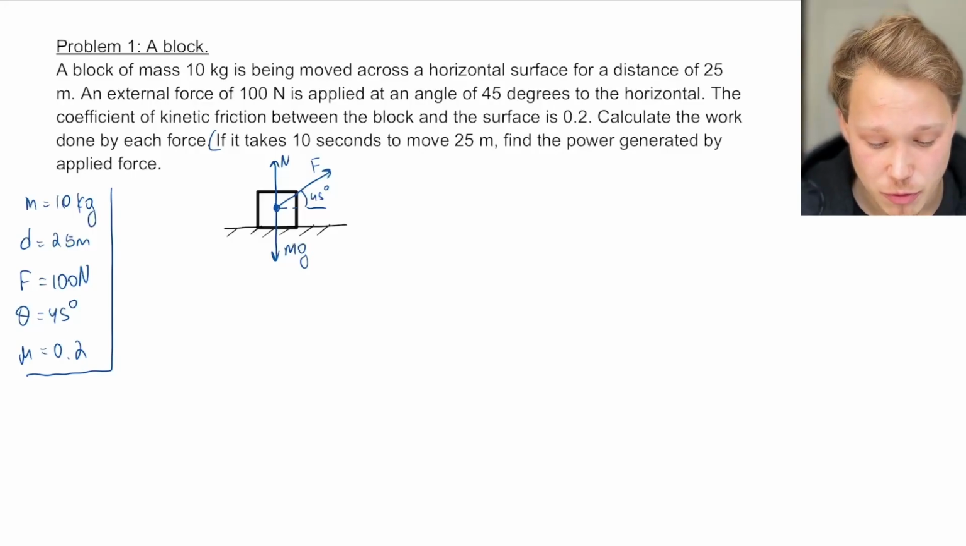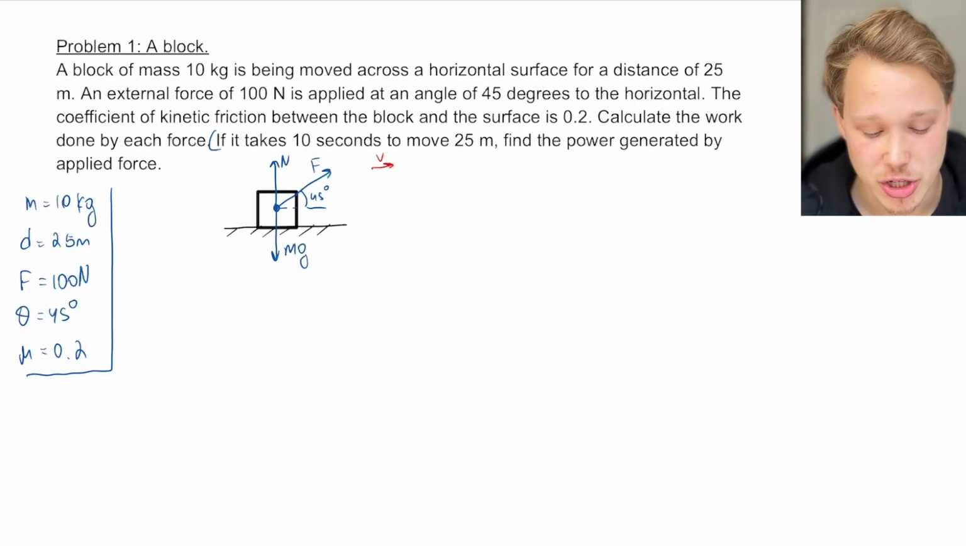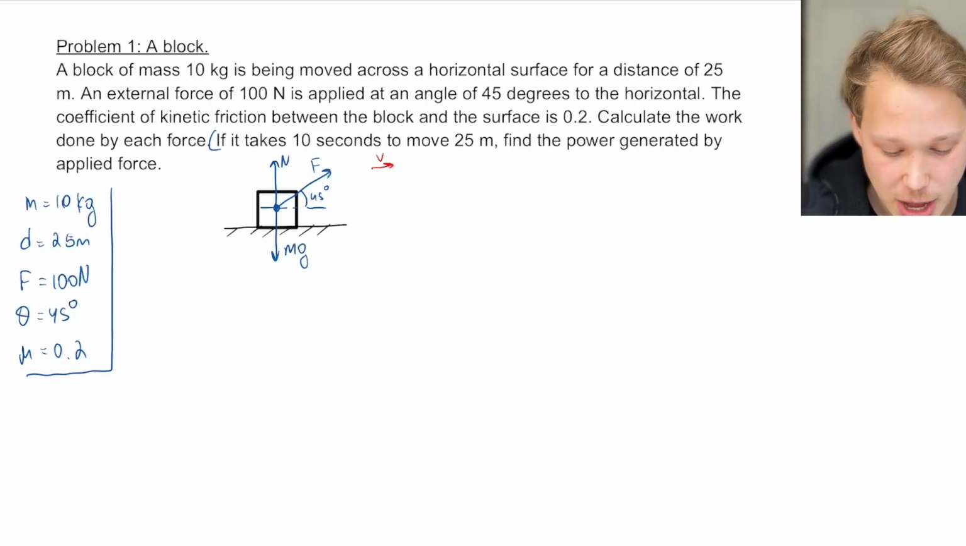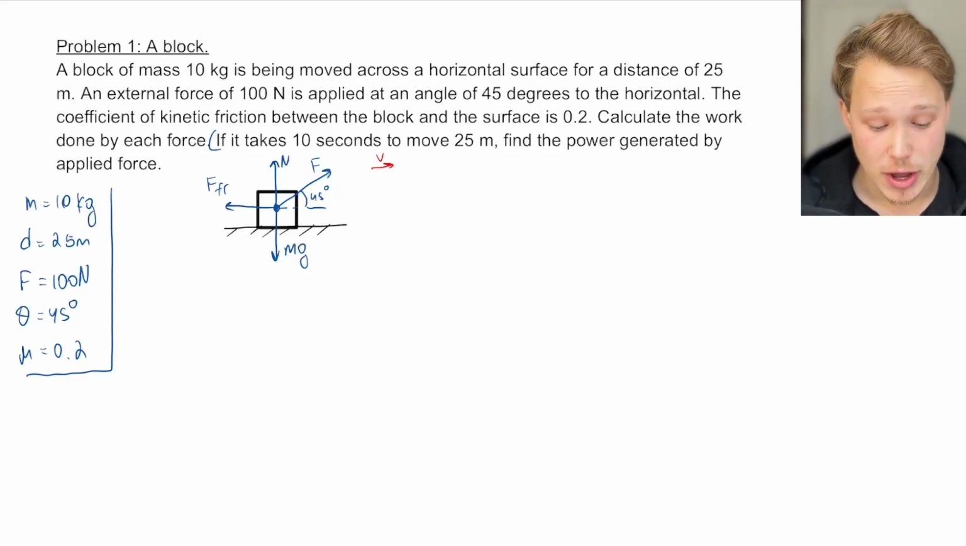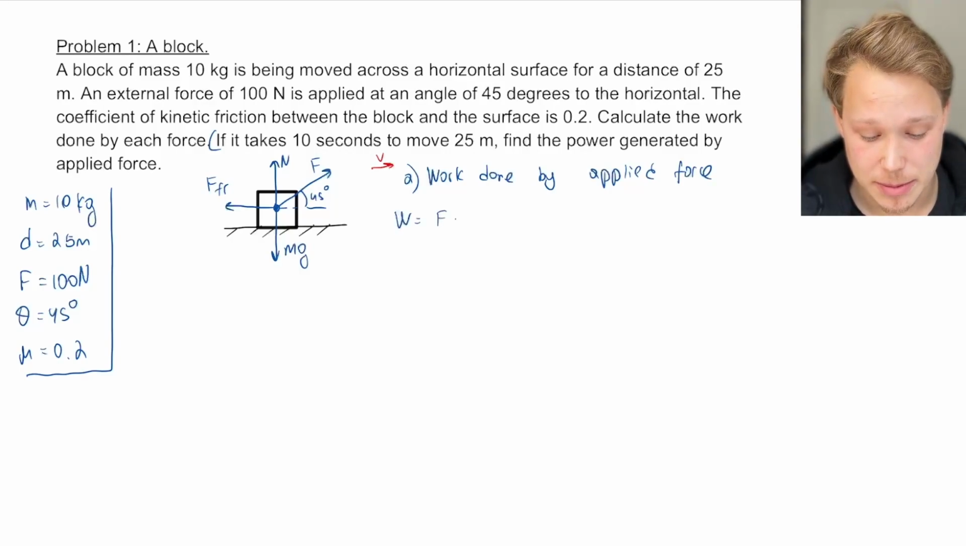If the object is moving to the right, because the force is pushing it to the right, the frictional force will be in the opposite direction, so to the left. Great. Now that we have calculated, let's find out the work done by each force. Let's start with work done by applied force. Our equation for work is force times distance times cosine of the angle between them, right?